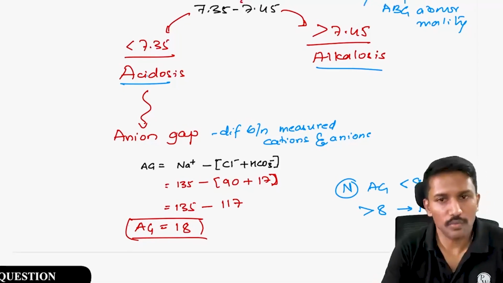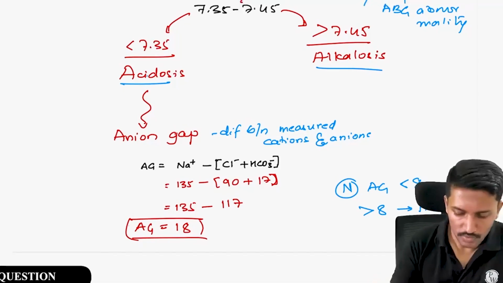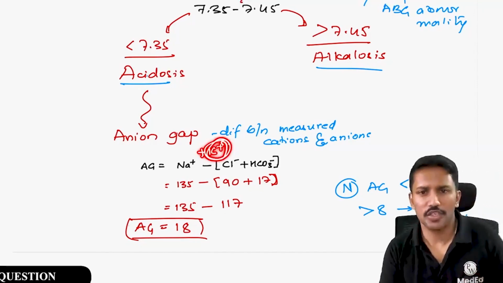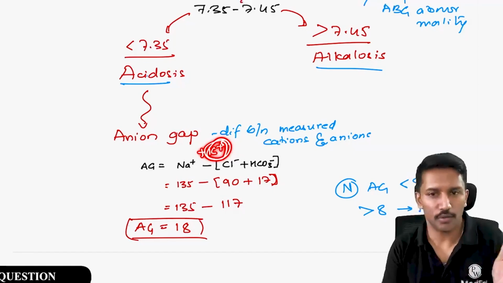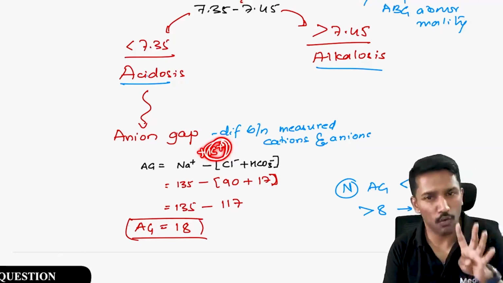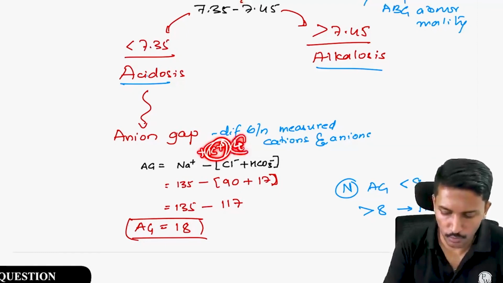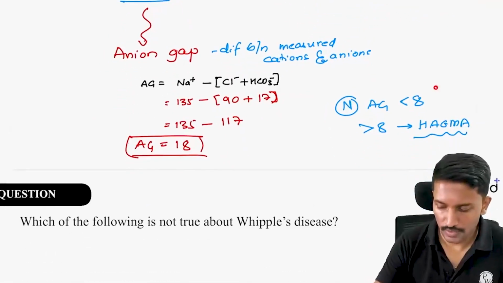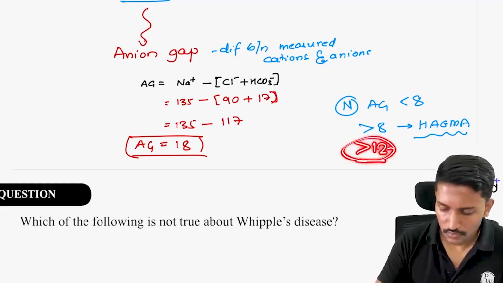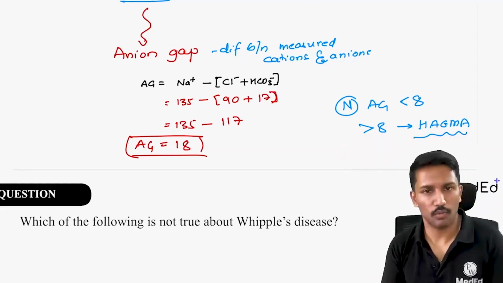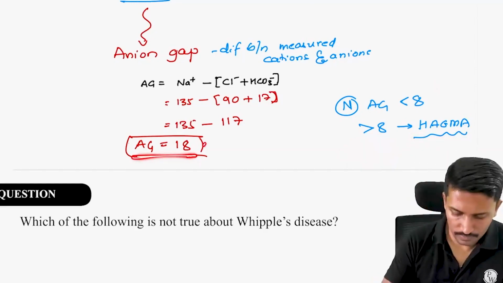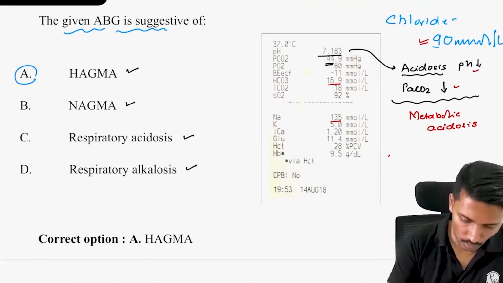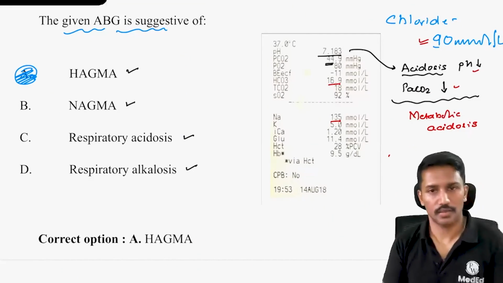Now you might also come across formulas where potassium is also included as a cation, because that is also a measured value. If you are adding potassium into the formula, we have to bring in 4 additional points here, right? So in that case, if you are using the formula for potassium, then when anion gap is more than 12, we will call it as high anion gap metabolic acidosis. So here clearly it is a case of high anion gap metabolic acidosis, making option A as the answer, right?